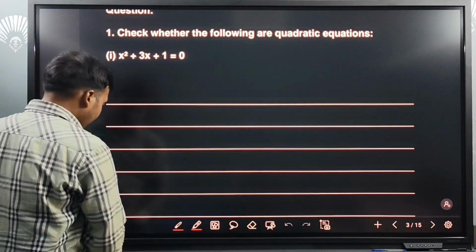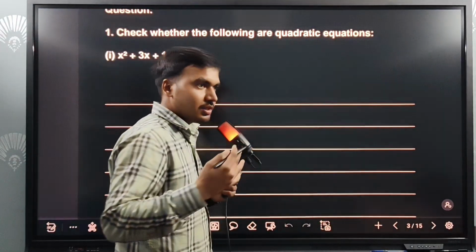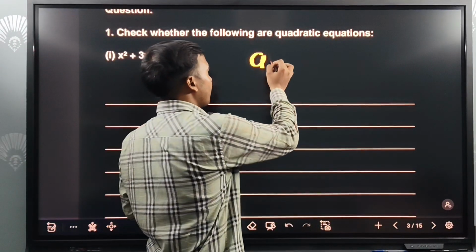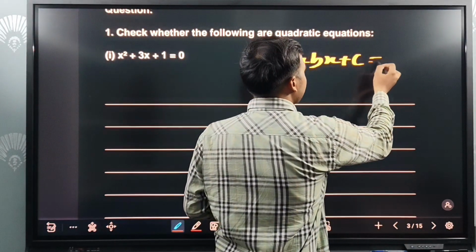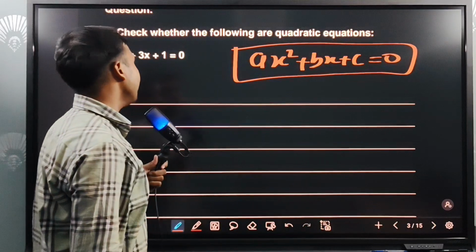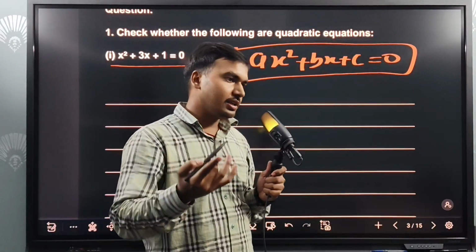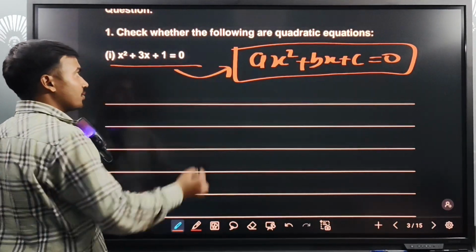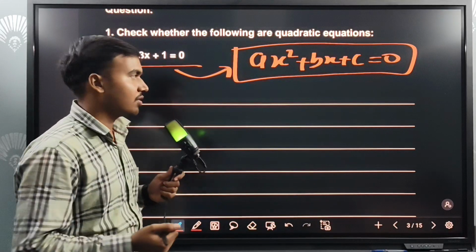We have already learned in the previous section that any equation which is of the form ax square plus bx plus c equals 0 is said to be a quadratic equation. So we will bring it into this form. If it is of this form, then we will say that it is of the form ax square plus bx plus c, so it is a quadratic equation.